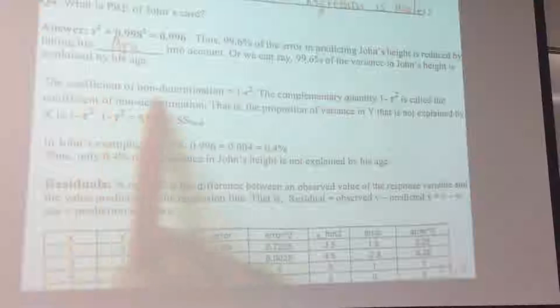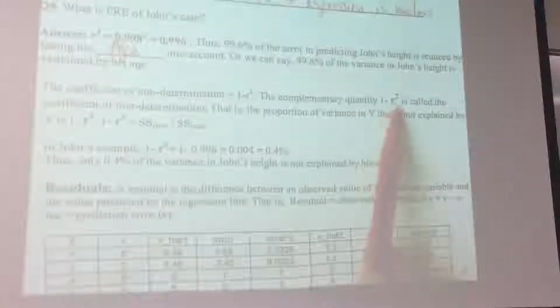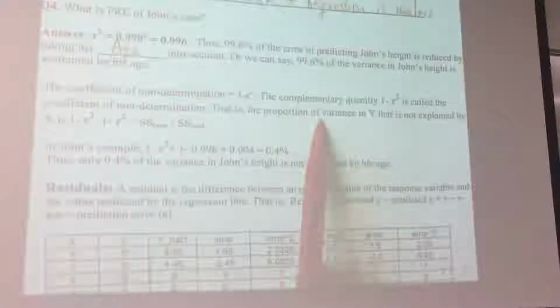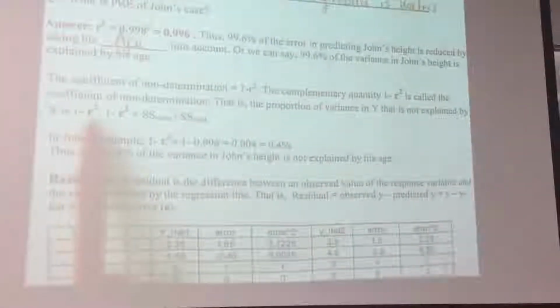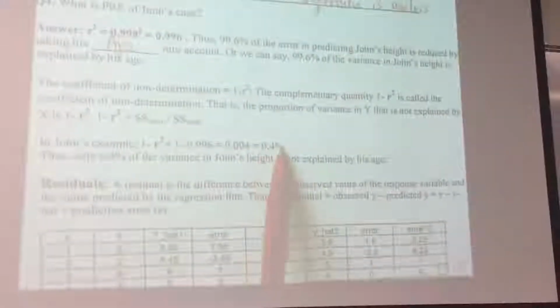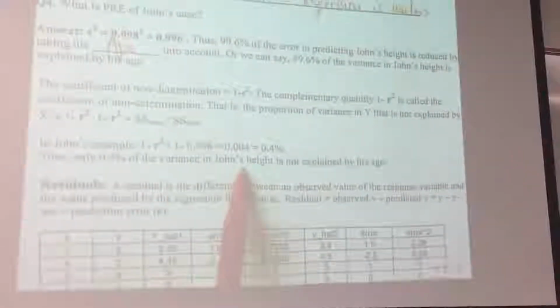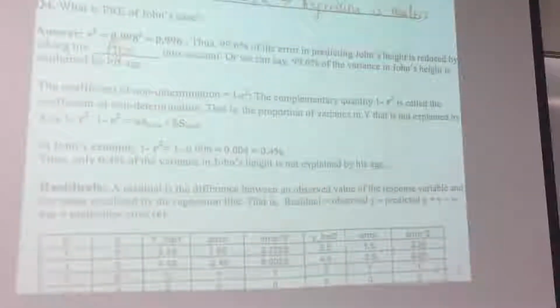The coefficient of non-determination, we call 1 minus R squared. The complementary quantity, 1 minus R squared, is called the coefficient of non-determination. That is the proportional variance in Y that is not explained by X. And in our case, 1 minus R squared is SSE divided by SST. In Jones' case, 1 minus R squared is 1 minus 0.996 equal to what? 0.004, which is 0.4%. Thus, only 0.4% of variance in Jones' height is not explained by his age. Okay? Now, done.